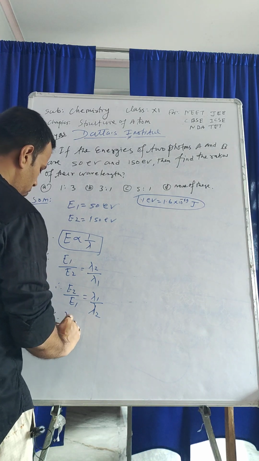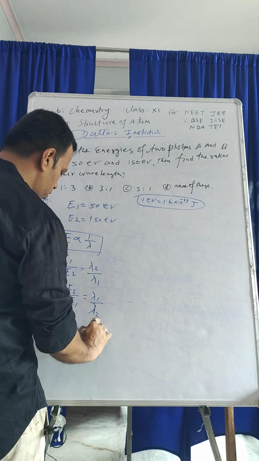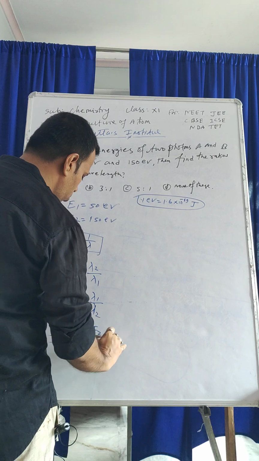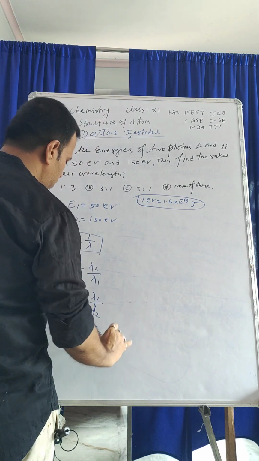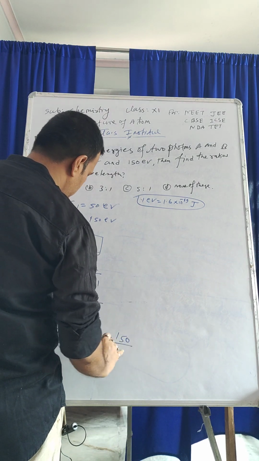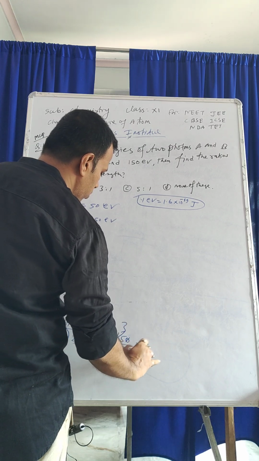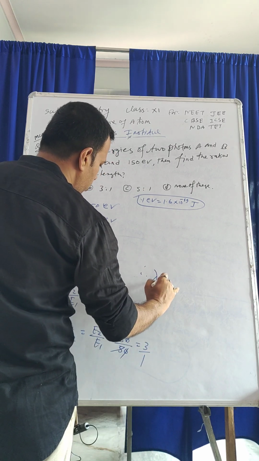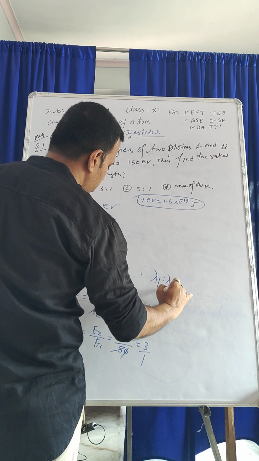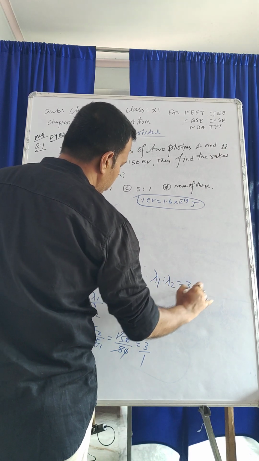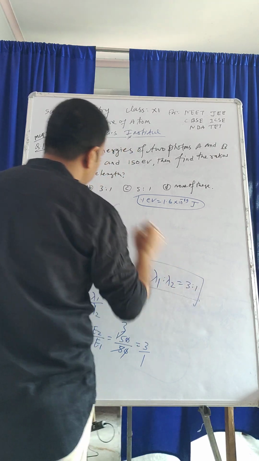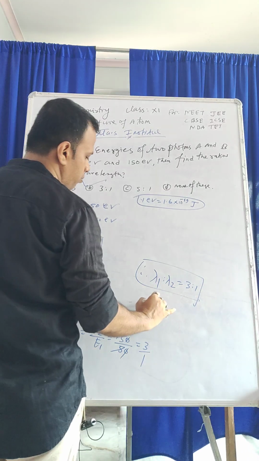Now lambda 1 by lambda 2 is what? E2 by E1. E2 is 150 and E1 is 50. If I cut this one, it will be 3 by 1. So lambda 1 is to lambda 2 is equal to 3 is to 1. So which option is correct? Option B is the correct answer. Okay, so option B is the correct answer.